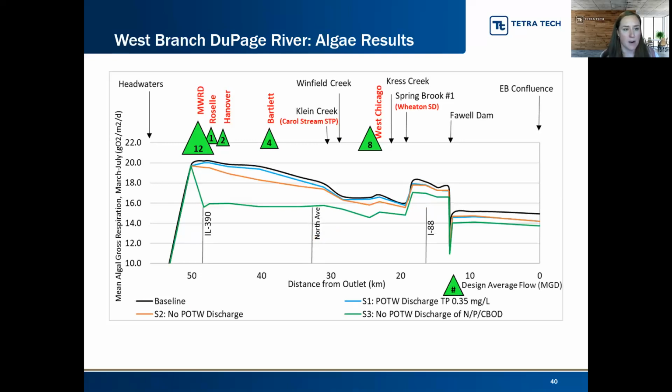is paired here with the algal concentration or respiration that we're seeing. So we see a slight decrease from black to blue in algal respiration due to that change in total phosphorus.